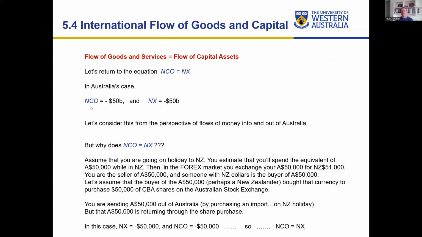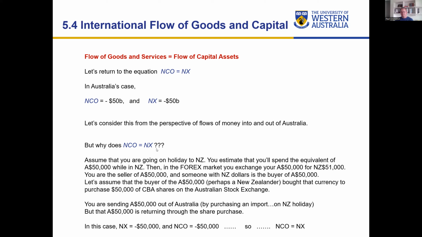But that's how you think about that intuitively, that minus 50 billion net capital outflow. It means more foreign investment money is coming into the country than is leaving the country. By the country, I mean Australia, obviously. This one is a little bit easier, minus 50 billion. That just means imports are greater than exports. NX is net exports, that's X minus M.